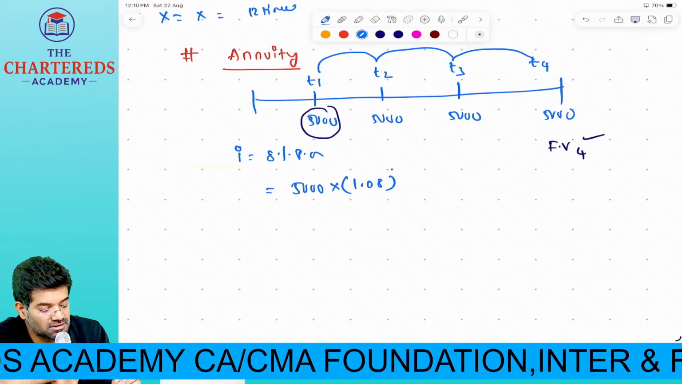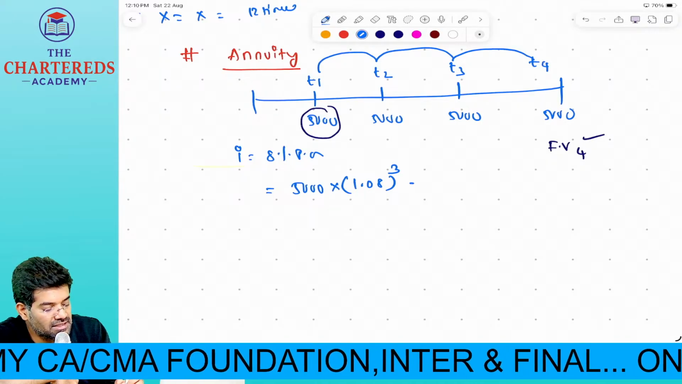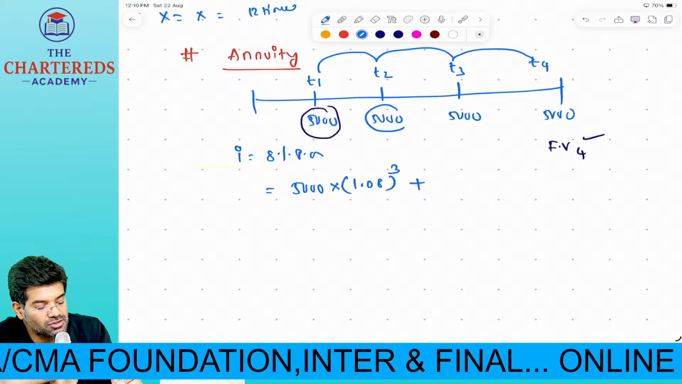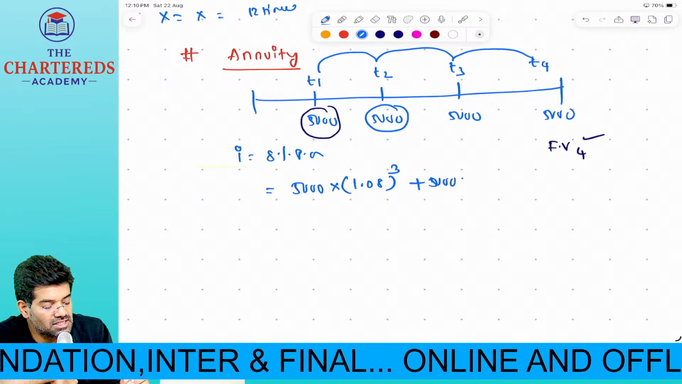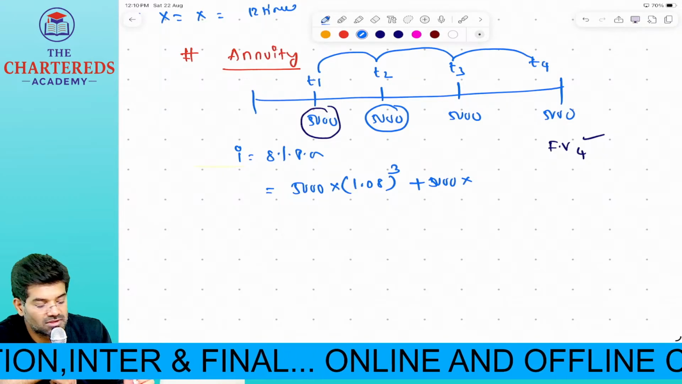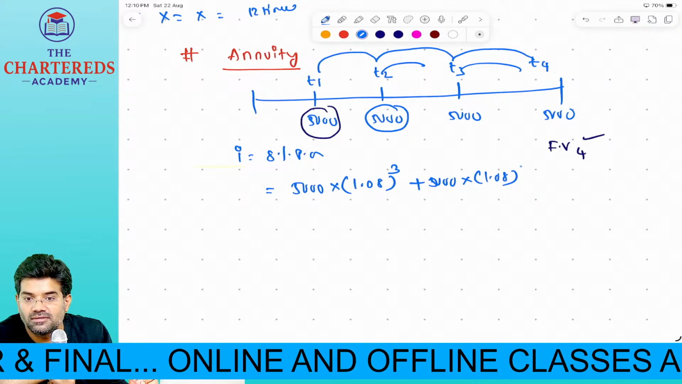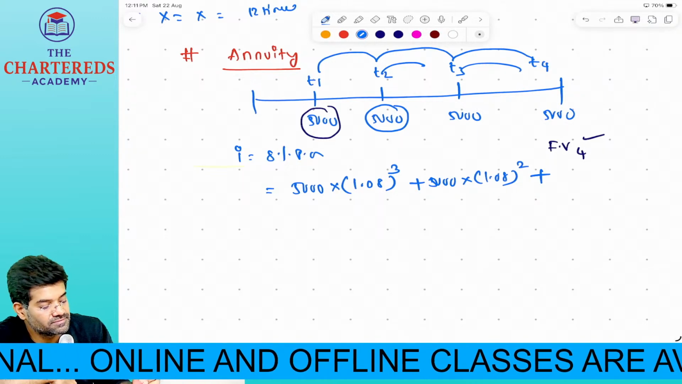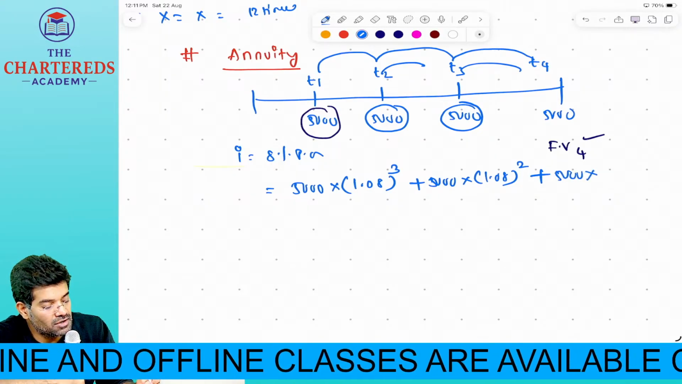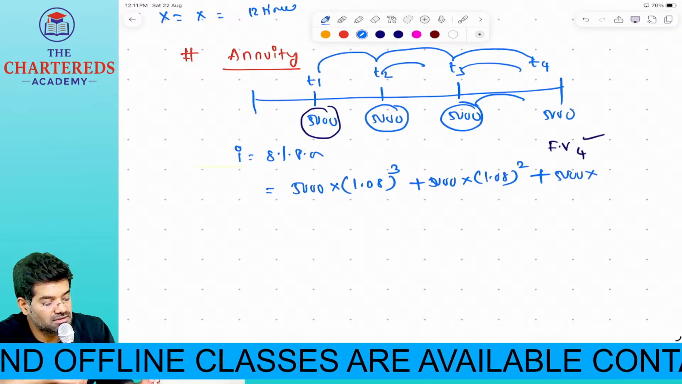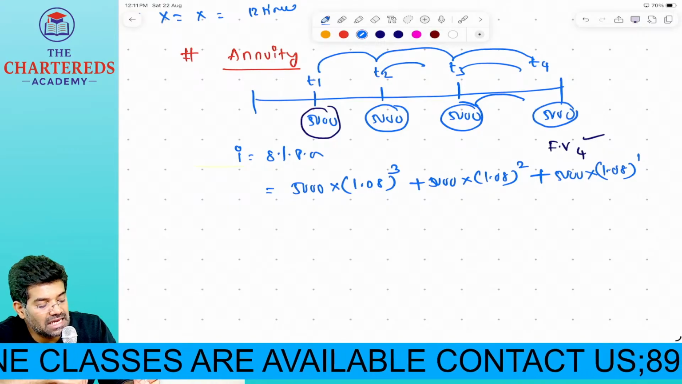So 5,000 into 1.08 whole power 3, the first 5,000 future value. Next, plus the second year also I am investing 5,000. Now tell me, this one for how many years will you invest? 2 years. 1, 2. 5,000 into 1.08 whole power 2. Next, this 5,000 for how many years will you invest? 1 year. 5,000 into 1.08 whole power 1. What about the last 5,000 here?